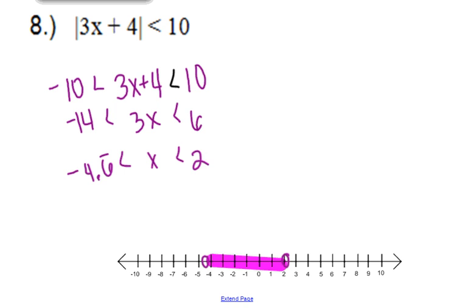Last thing I'd like to have you do is stop the video now and see if you can solve number 9 on your own. We will check everyone's solution tomorrow in class.